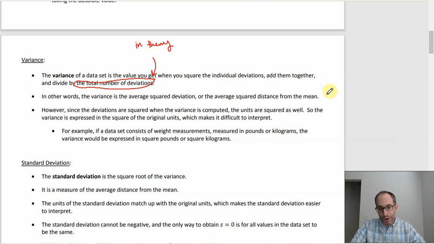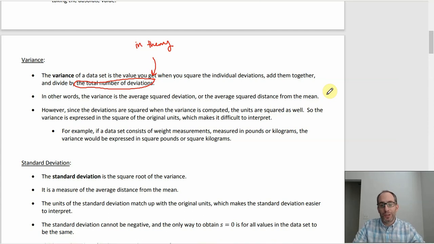However, if you're squaring everything, you're also squaring the units. And so that gives you things that might be hard to interpret. Like if you were looking at a bunch of measurements of length, and let's say you have everything measured in feet, then what you're going to get for your variance is going to be in square feet. So they're related, but they don't quite match up, right? And that's kind of the issue.